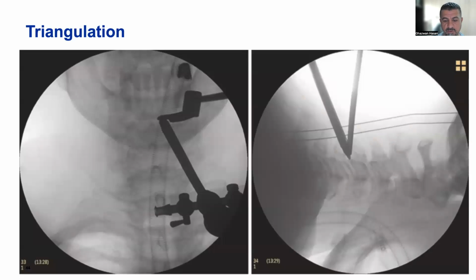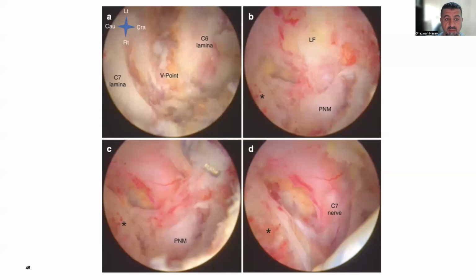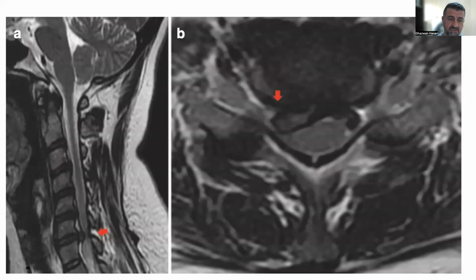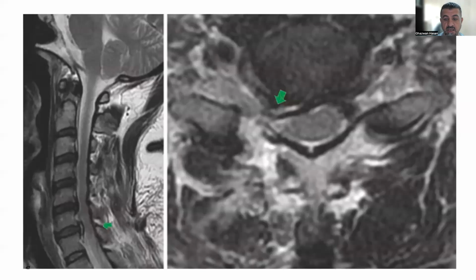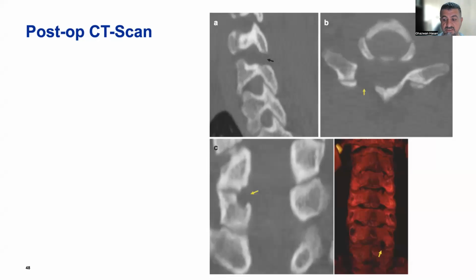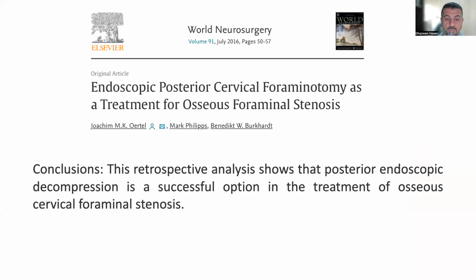This is, as I mentioned, the demonstration for the UBE, because for anyone who is interested, the most important thing is the triangulation. And this is the view of the V point in the endoscopic view, which is clearly defined, and you identify the root with the disc that is compressing the root. These are the MRI, and these are the post-operative results. As you see, there is complete relief of the compression on the root. And this is the post-operative CT that shows the hole that we created at the V point.